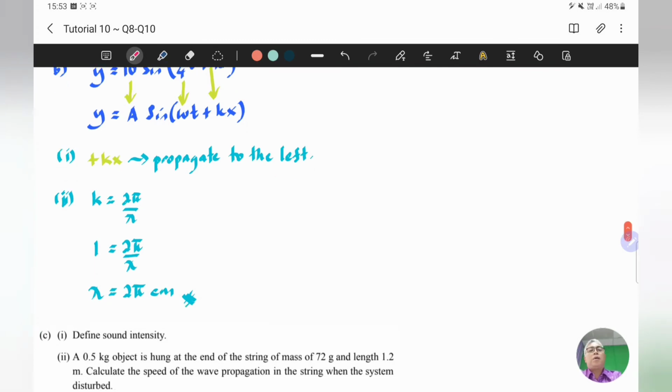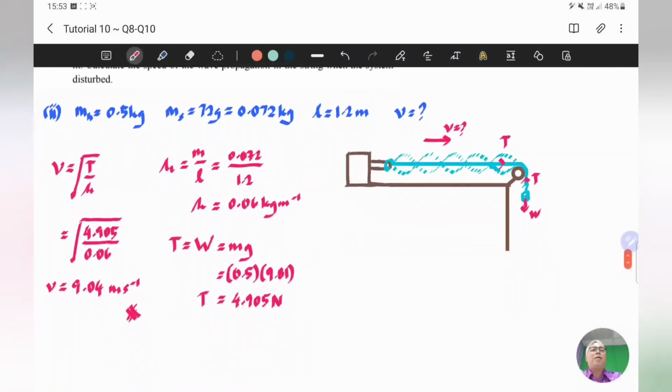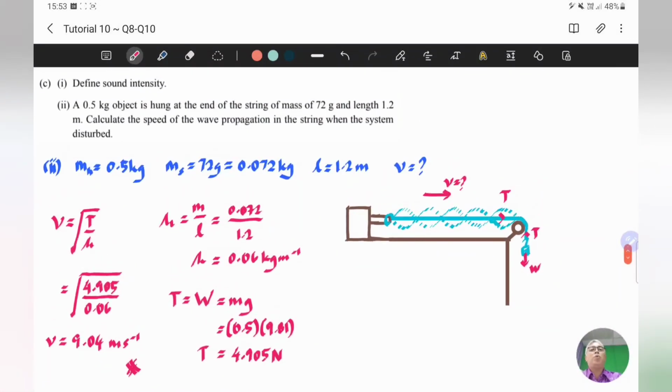Okay, and then for the last question, number 10C, please refer to 10C2. For 10C1, the answer is given already in the notes. You may copy it on your own. Okay, C2, again a calculation. A 0.5 kilogram object is hung at the end of a string of mass 72 gram and length 1.2 meters. Calculate the speed of the wave propagation in the string when the system is disturbed.